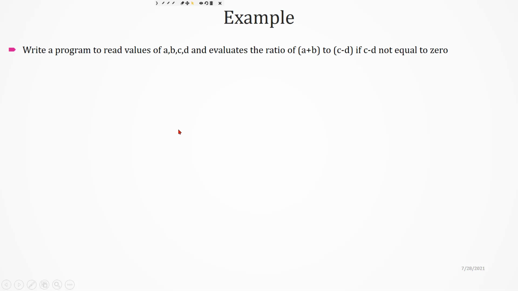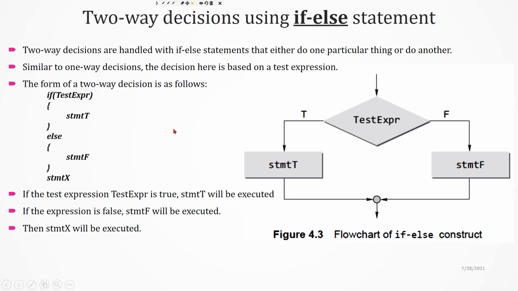Okay. So this example is enough. Anyway, when we do larger programs, there will be more if conditions, and at that time it will be clear. Okay, then two-way decision using the if-else statement. I hope everyone will get an idea about if-else also. Two-way decisions are handled with the if-else statement, that either do one particular thing or do another thing. Similar to one-way decisions, the decision here is based on a test expression.